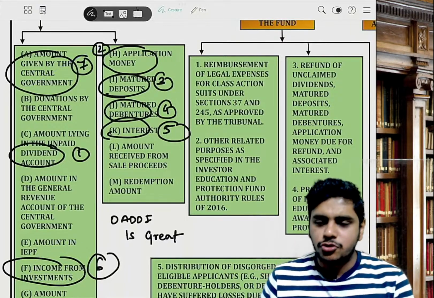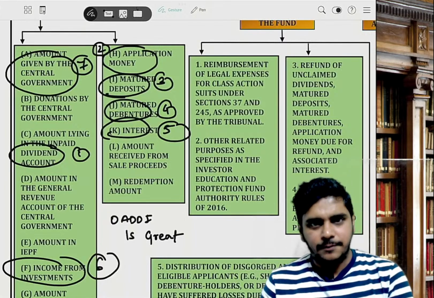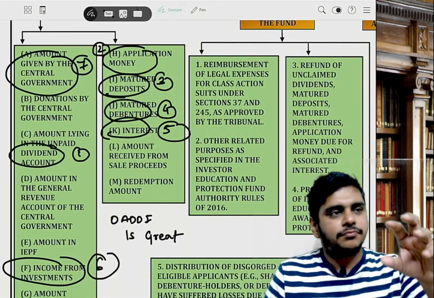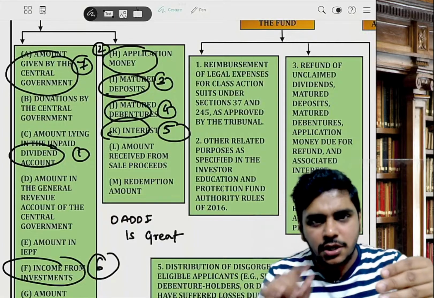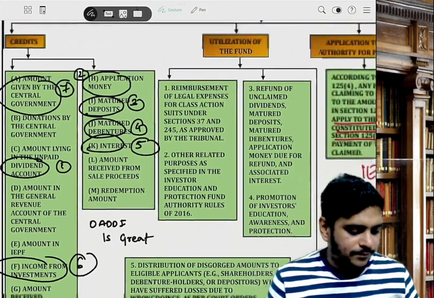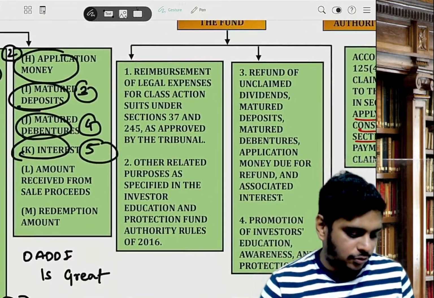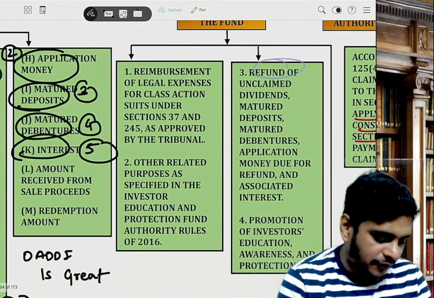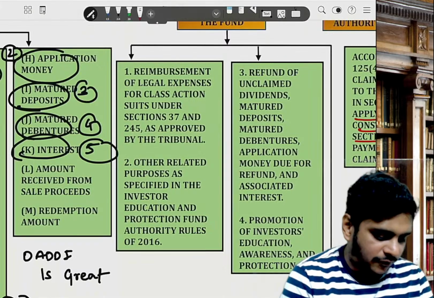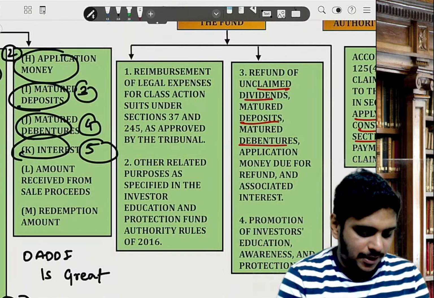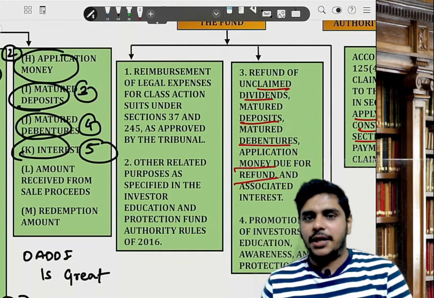So they have given more sources also, but we have written this Dadi is great. So they can ask us in MCQ. Out of 4, 3 they will give as sources, 1 they will give as utilization. Odd man out you have to do. Where will the money of IPF be used? Money of IPF would be used for refund of unclaimed dividends, deposits, debentures and application money and its interest.